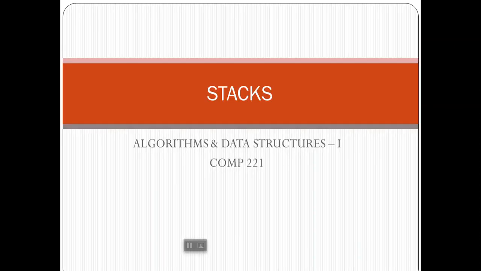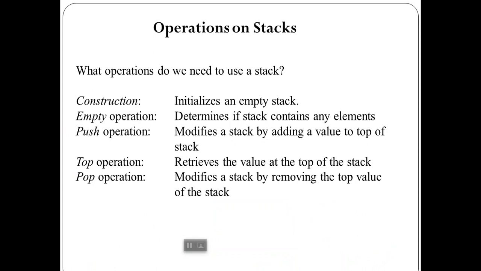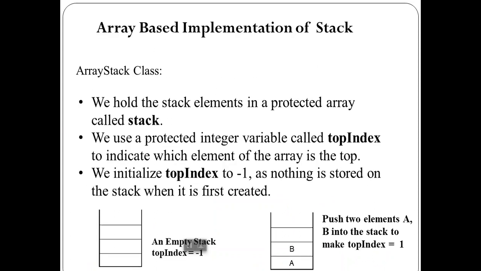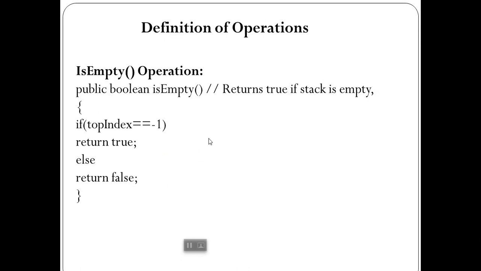All right, so very simple, what we have studied today: the definition of stack, what operations we have on stack, and the array based implementation of stack. What we need for building a stack class is an array and a top index variable, initialized to -1 in the beginning when an empty stack is created. To check whether the stack is empty or not, we check the value of top index, whether it is set to -1 or not.